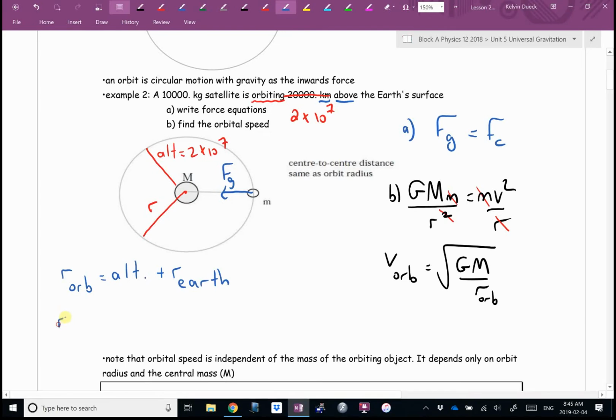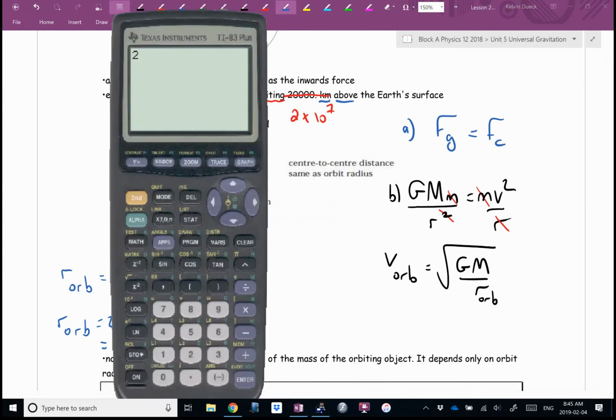In rocket science, though, typically what you'll know is the altitude, and you'll have to add in the radius of the Earth. So the orbital radius is going to be 2 times 10 to the 7th plus 6 point something, but I can't remember the rest of it. It's on your sheet. That's why I said get your formula sheet out. 6.38 times 10 to the 6th. So I get our orbital radius, and I'm not going to round this off because I'm going to be using this: 2.638 times 10 to the 7th.